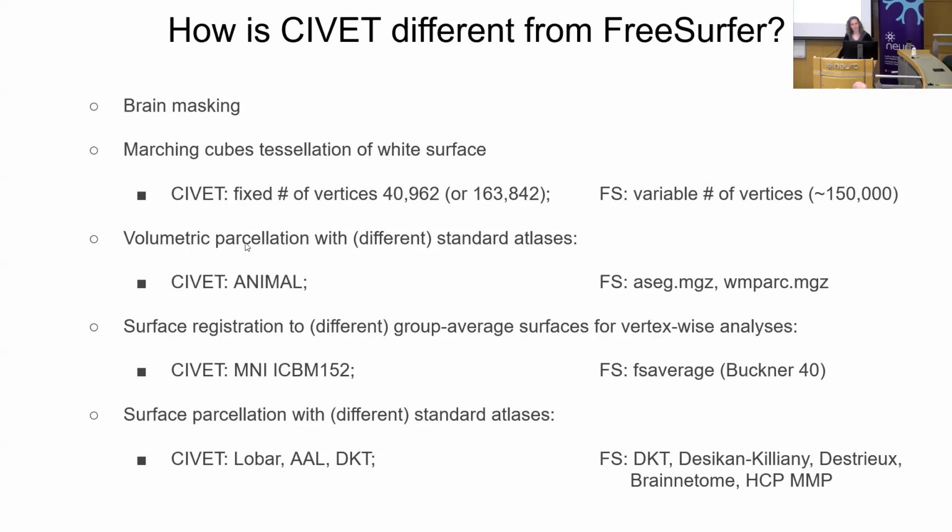They both produce some outputs that are roughly similar, but with different atlases, some in common, some not. There's a volumetric parcellation. CIVET produces ANIMAL if you choose that option. And FreeSurfer has, I think Christina will talk about more of these later, the aseg or the white matter parc, and I'll show images of these later.